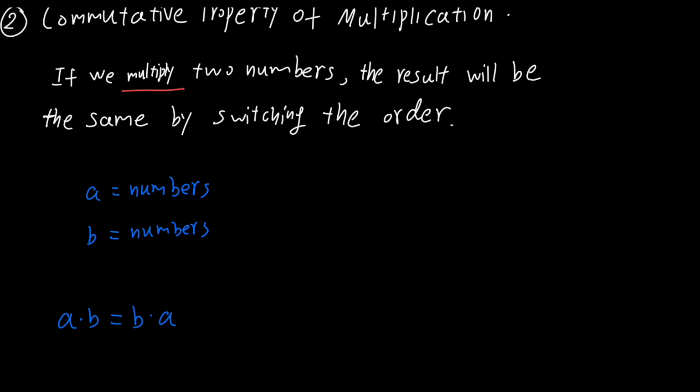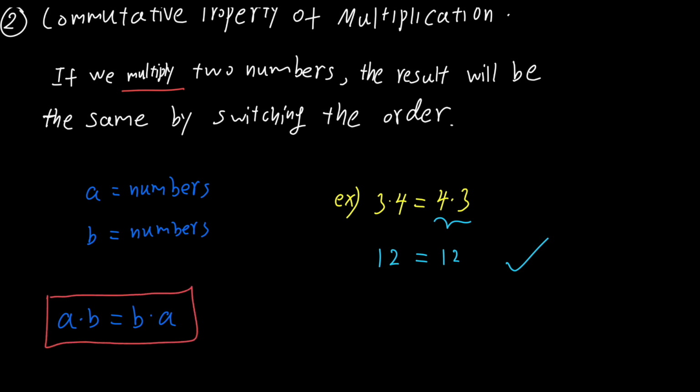Let's see one example. Let's say 3 times 4. According to this property, we can switch the order, like 4 times 3. They are the same. If you want to find out whether it's true or not, for the left-hand side, we have 3 times 4, which is 12. For the right-hand side, we have 4 times 3, which gives us 12 as well. So they are equal, and this works. I also want to box this property, and it's important.